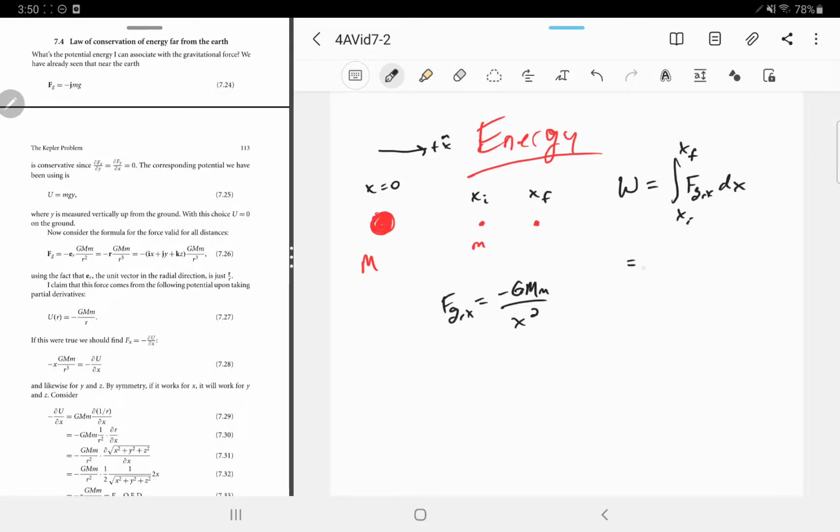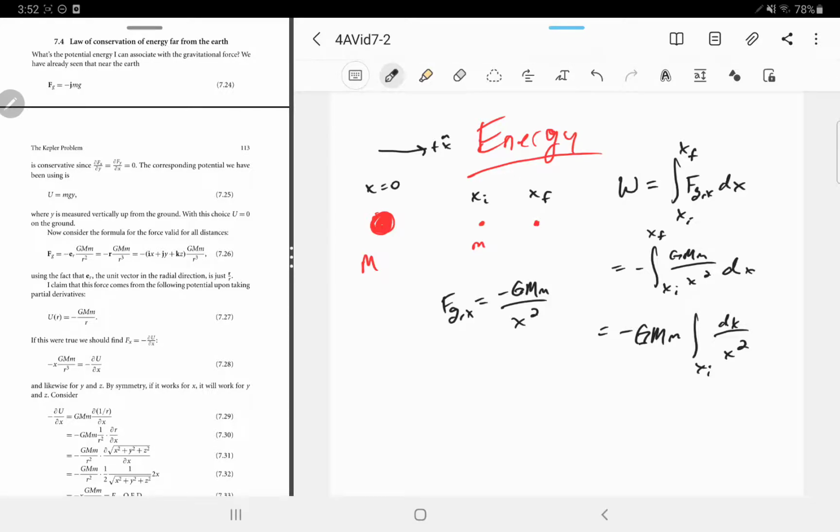So the F is negative, so we're just plugging this in right there. So we have the minus G m1 m2 over x squared dx from some initial to some final value. And we can factor this out, G m1 m2. And really we're just integrating dx over x squared, x to the minus 2.